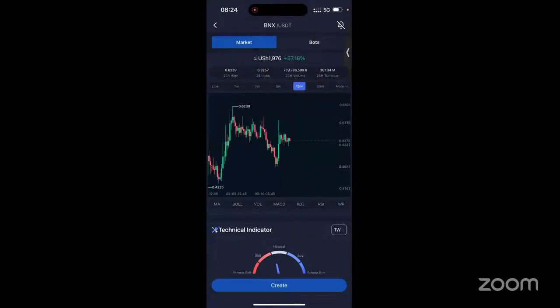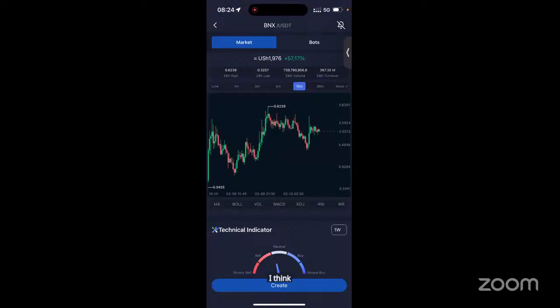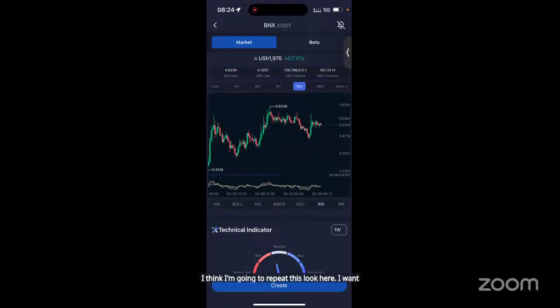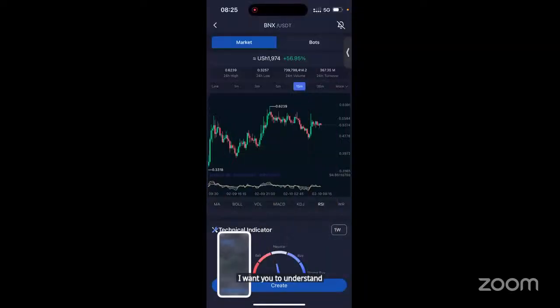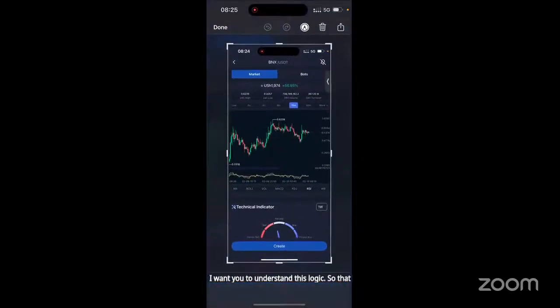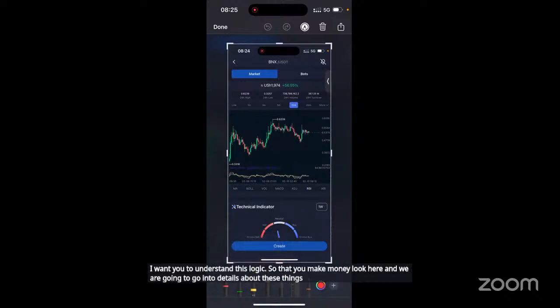Now look here. The other day, I think I'm going to repeat this. I'm going to put the RSI just as a reminder. Look here, friends, and I want you to understand this logic so that you make money. We are going to go into details about these things, like the RSI, because I don't want to complicate trading.